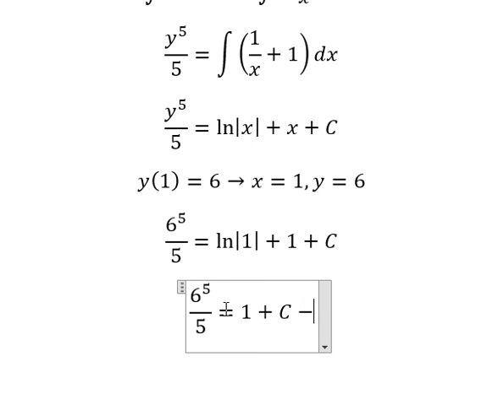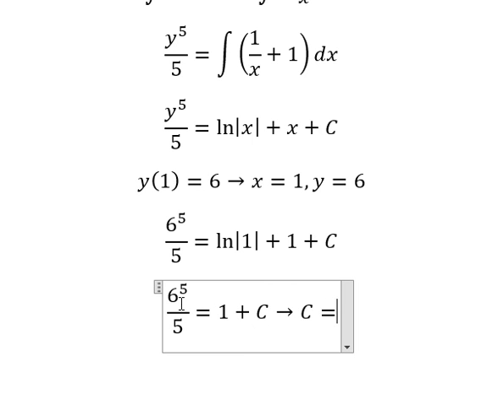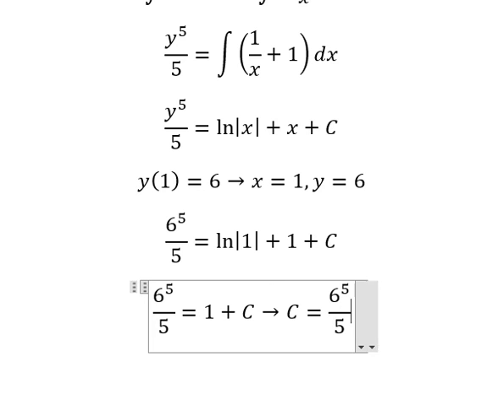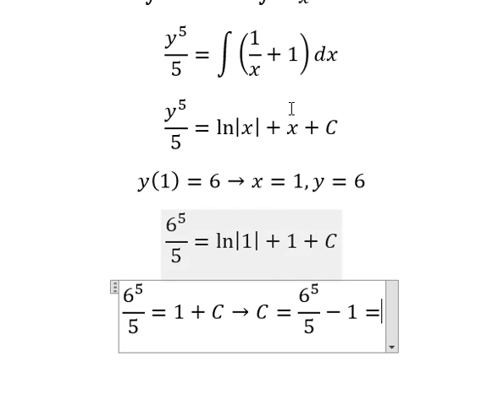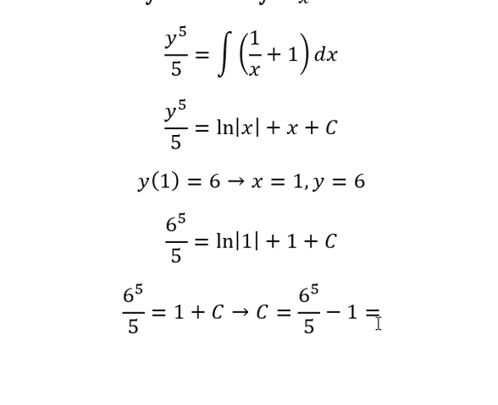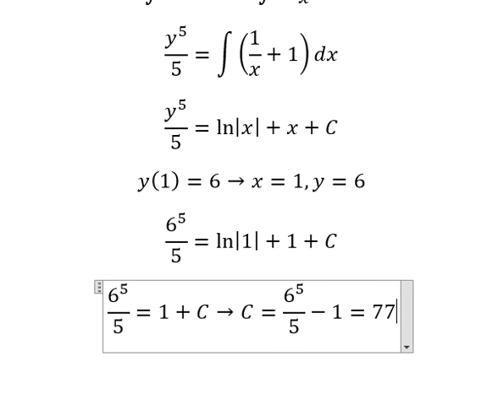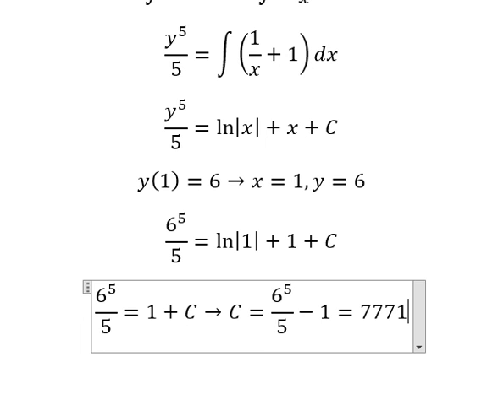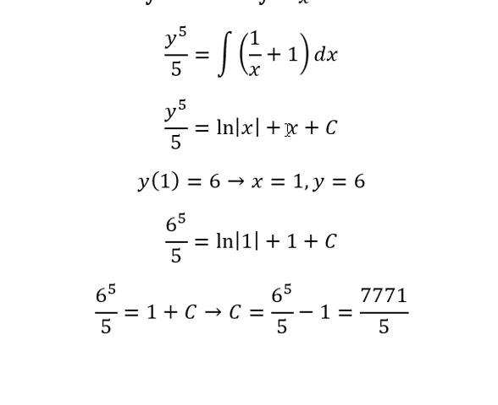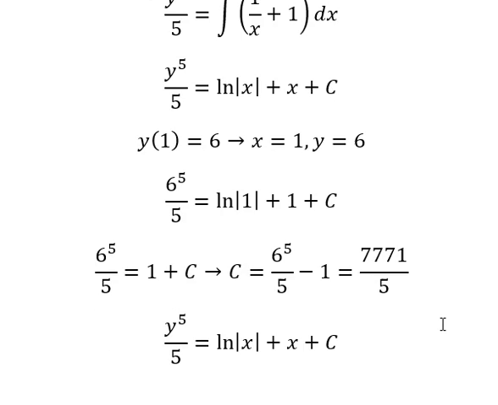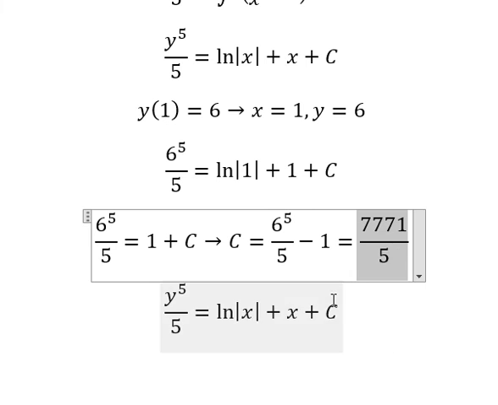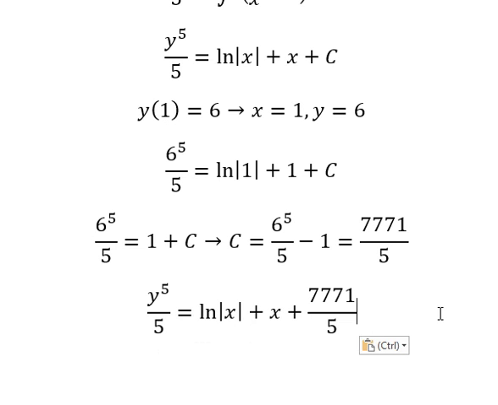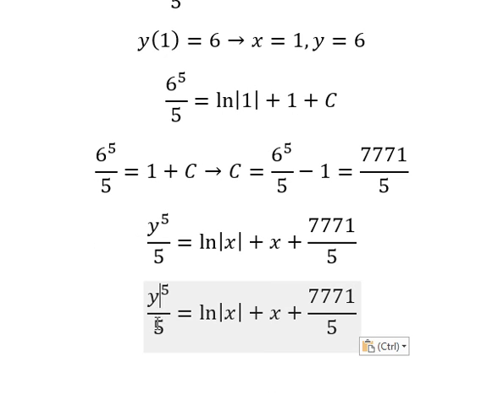And now c equals this one minus 1, and we have 7,771 over 5. And now we have the final answer. So I will put this one here. Later, we multiply both sides by 5.